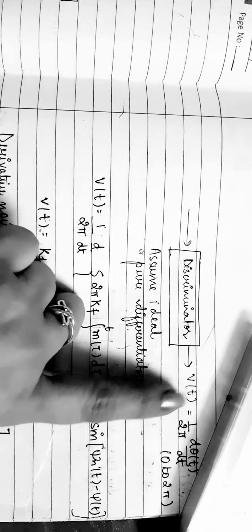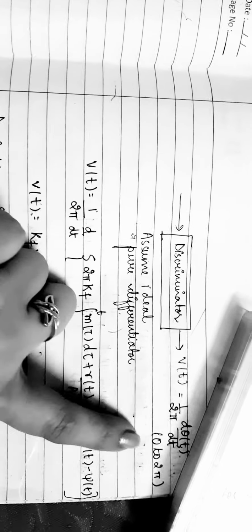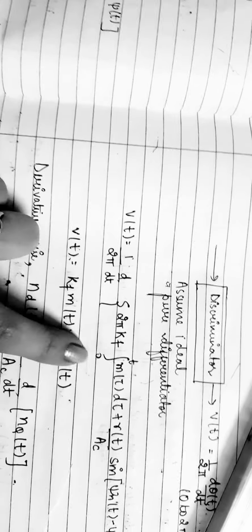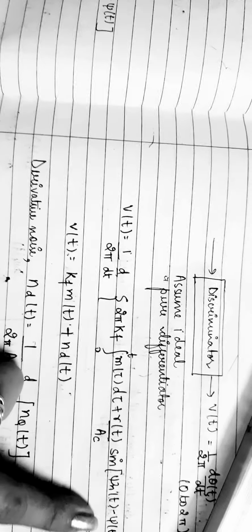Yeah, so we were discussing the discriminator. In the discriminator, we assume this is your pure differentiator, where we have the output, that is v(t). So your v(t) is equal to 1 upon 2 pi d theta(t) upon dt, with range 0 to 2 pi. Now here that v(t) is equal to 1 upon 2 pi d by dt of 2 pi kf integral of m(tau) d tau plus r(t) upon Ac sin(phi_n(t) minus phi(t)).